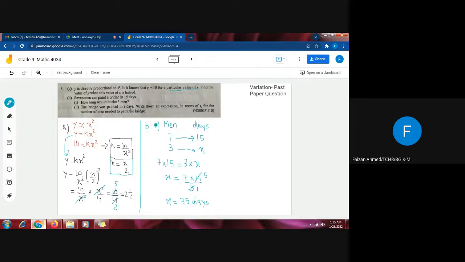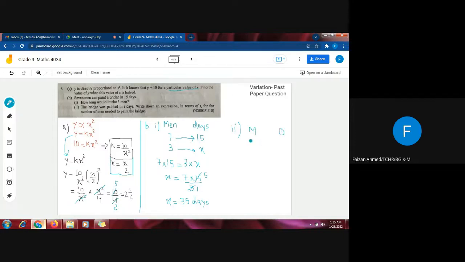Now we will move on to the second part. In the second part, we just have to make an expression in terms of t. The bridge was painted in t days. Write down an expression in terms of t for the number of men needed to paint the bridge. Since it is the same problem, the first line will be as it is. So we will write men. I will use M for men and I will use D for days.